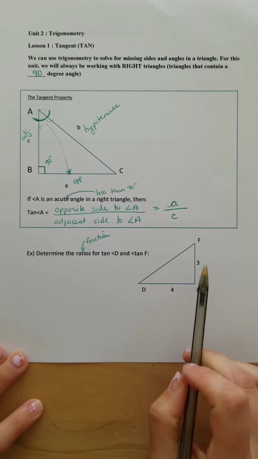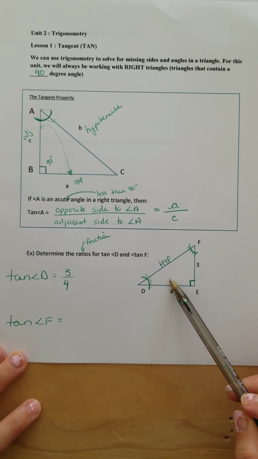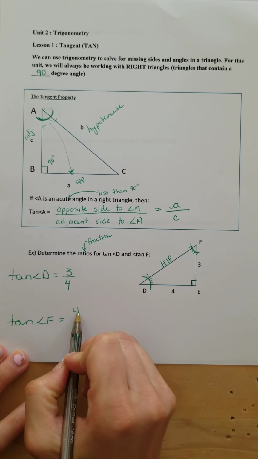I want to also do it for the tan of angle F. Now we're switching and we're looking from this angle, F. If I'm looking from angle F and I want to create the ratio of tan for angle F, I start by looking at what's the opposite side to angle F. The opposite side to angle F is the one all the way across the triangle, so 4.